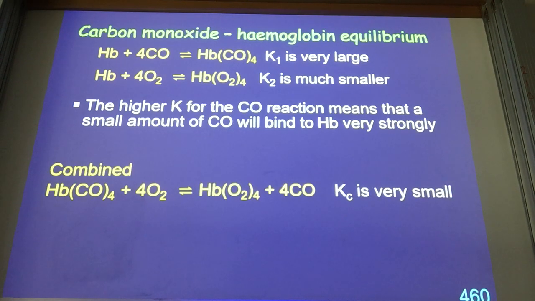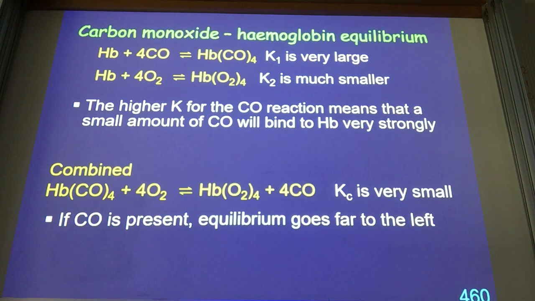So we can combine those two. We've got haemoglobin in both of them, so we can produce a combined equation. And in this case, the carboxyhaemoglobin side is favoured, so we've got a very small equilibrium constant. So it doesn't take a very low concentration of carbon monoxide. It's going to send this reaction strongly to the left. You're not going to have any of the oxyhaemoglobin. You're not going to be able to carry oxygen in your blood. You're going to be in trouble.